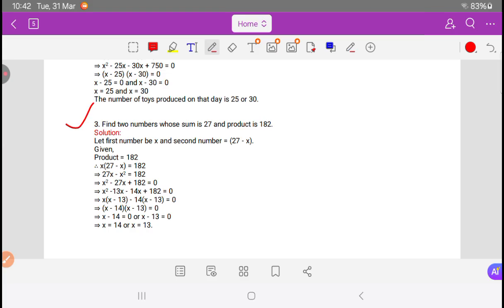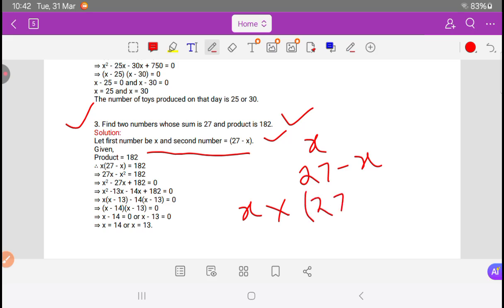Here is the important question. Find two numbers whose sum is 27 and product is 182. First consider the number x. The second number will be 27 minus x because the sum of the numbers is 27. So one is x, another is 27 minus x. Then the product is 182. So x multiplied by 27 minus x equal to 182.